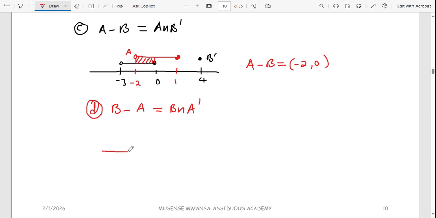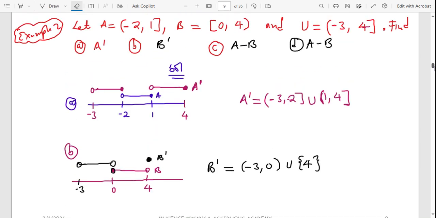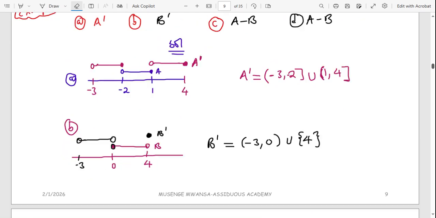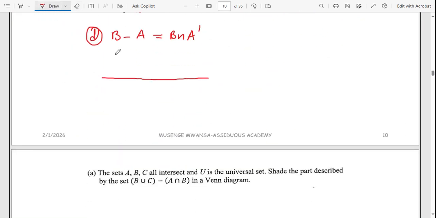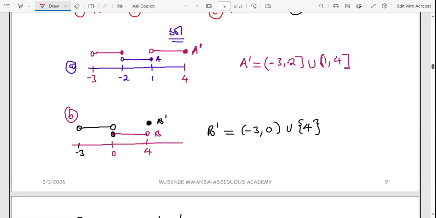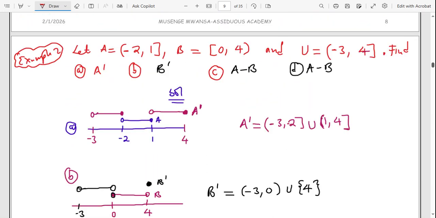And then for us to be able to find now the set, the first thing we need to find is A complement. But remember we already found A complement on top. It was negative 3 to negative 2 and then 1 to 4. Negative 3 to negative 2 and then 1 to 4. It was like this. That is the A complement. Let me just look at it again. Okay, that's true. And then B is 0 to 4.